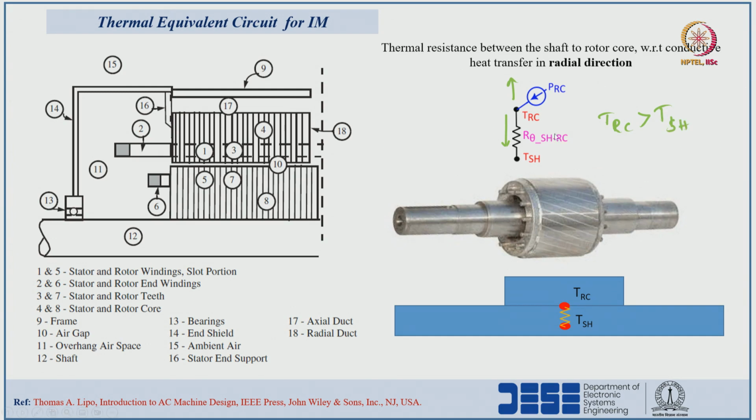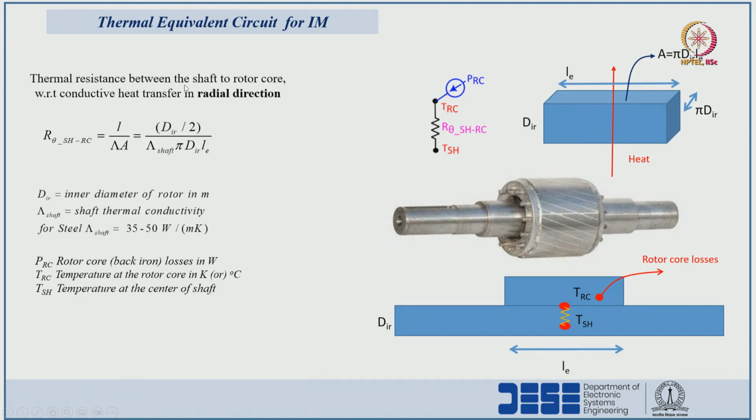Then what is the thermal resistance offered by the shaft from the starting point of the rotor core to the midpoint of the shaft? That is nothing but R theta SH2 RC, the thermal resistance with respect to conductive heat transfer in the radial direction between the shaft and the rotor core, or the rotor core to the shaft.